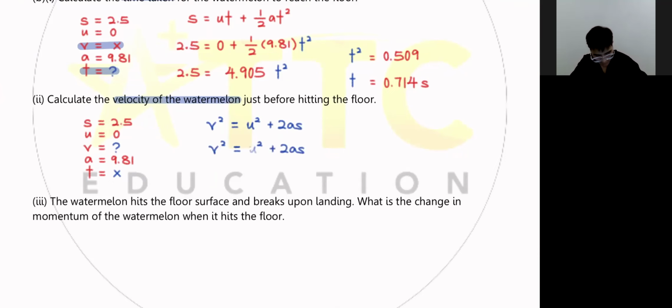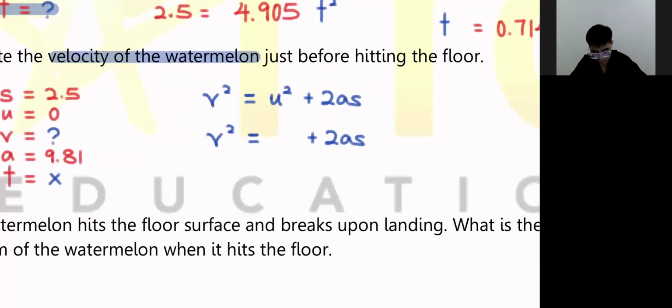So u is 0. So 0 no need to write, because 0 squared will be 0 also. Whatever is multiplied by 0 becomes nothing, and nothing means you don't have to write now. So 2 times acceleration times the distance, the displacement. So the a is 9.81.